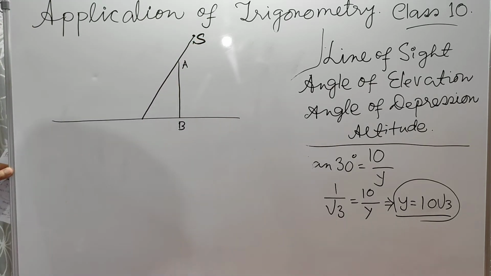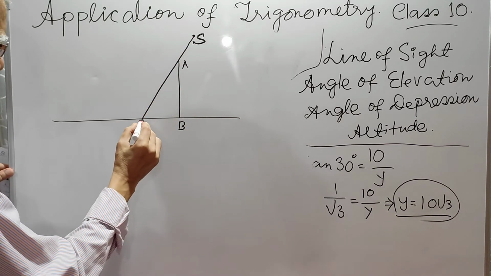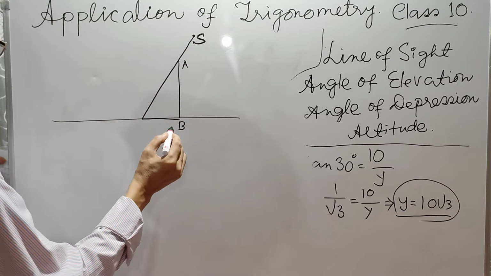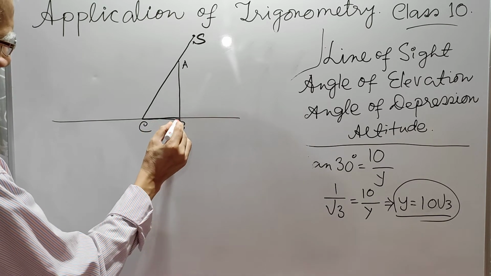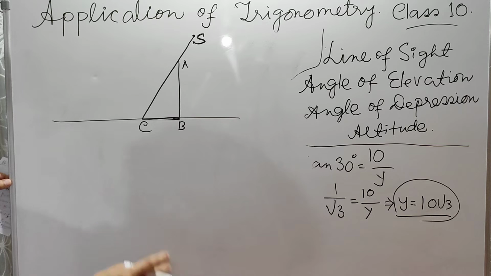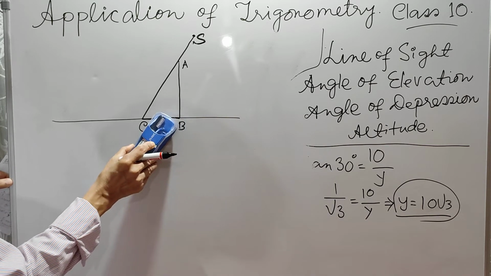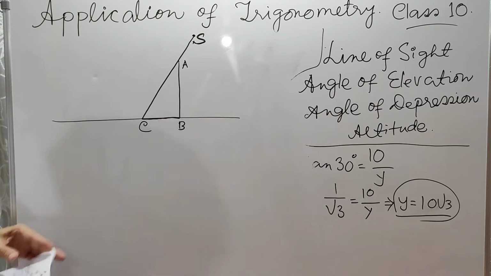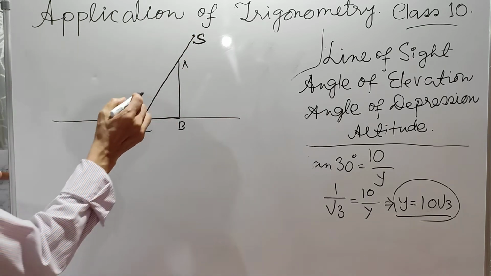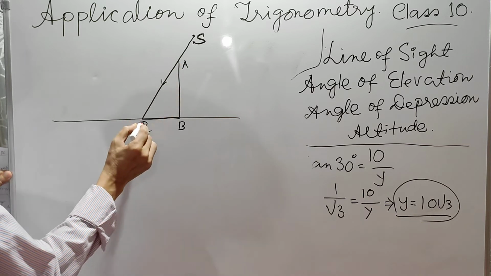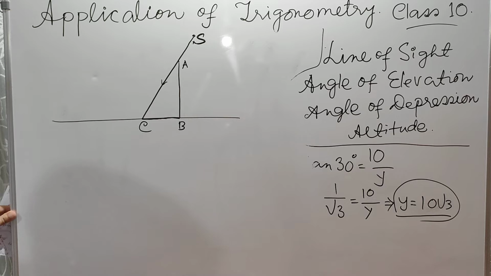The sun is at the point S. Now if the sun is here, this is a pole, then this will be the shadow. Suppose BC will be the shadow, isn't it? This is the ground. Then AB is a pole. This is the sun. So the rays are coming this way and falling here. So this BC will be the shadow of the pole. Okay.